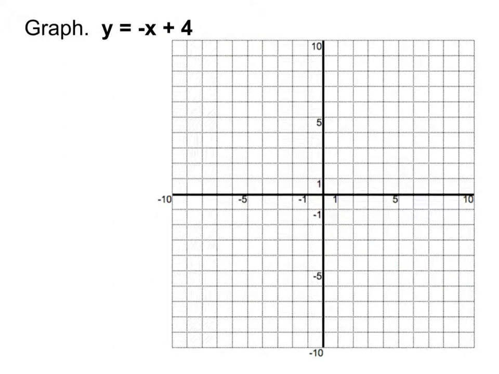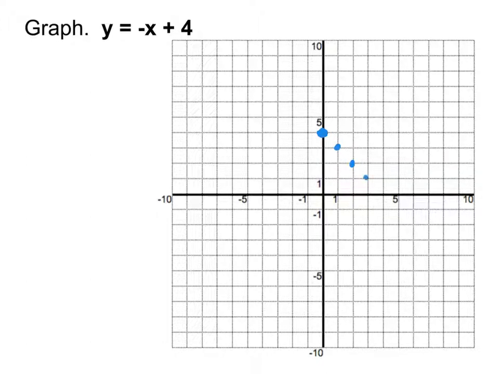Now, this graph, again, it's going to be approached the same way that we normally would approach one of these. The plus 4, it's hanging on the end, notice? It's not in parentheses or anything like that. If it's hanging on the end, that means it's going up 4. So there's your first point. Now, normally, from there, we'd be going over 1 and up 1. However, the negative changes that. We're still going to go over 1, but instead of going up 1, we're going to go down 1.